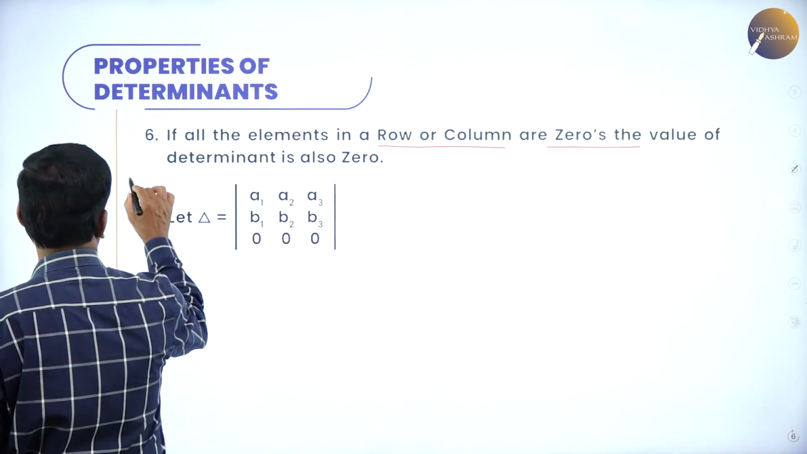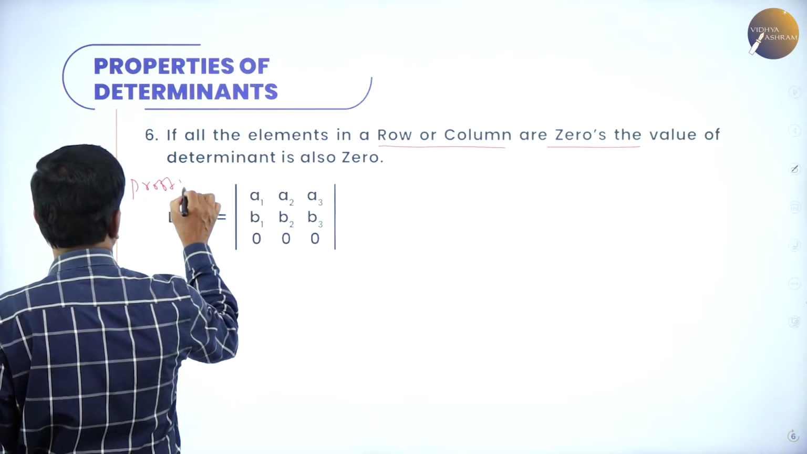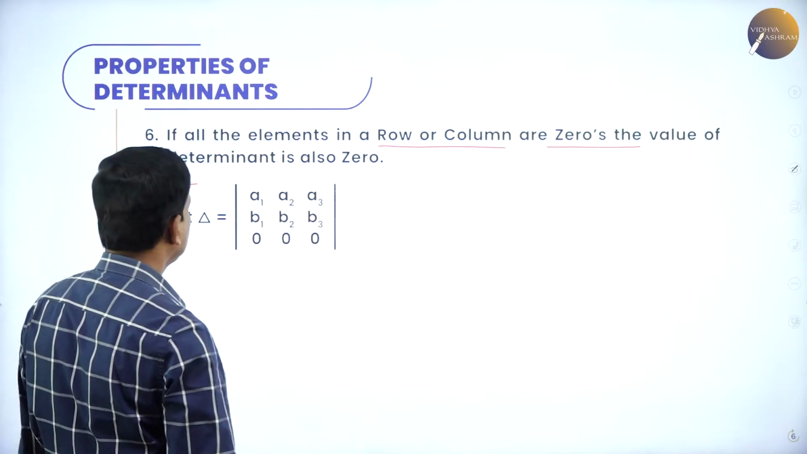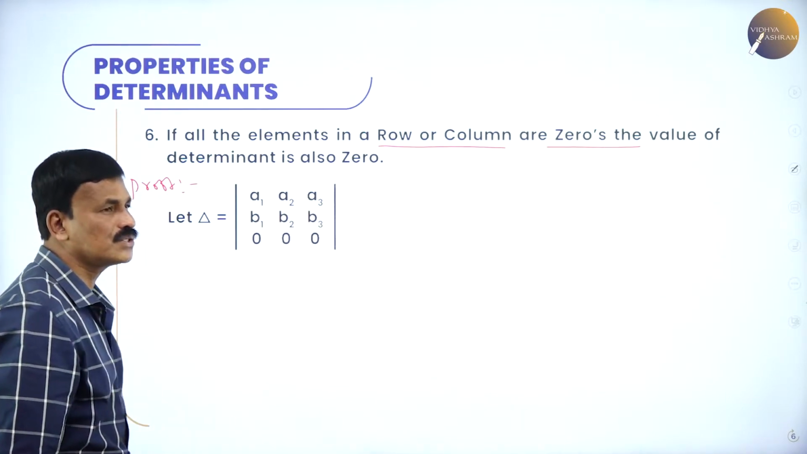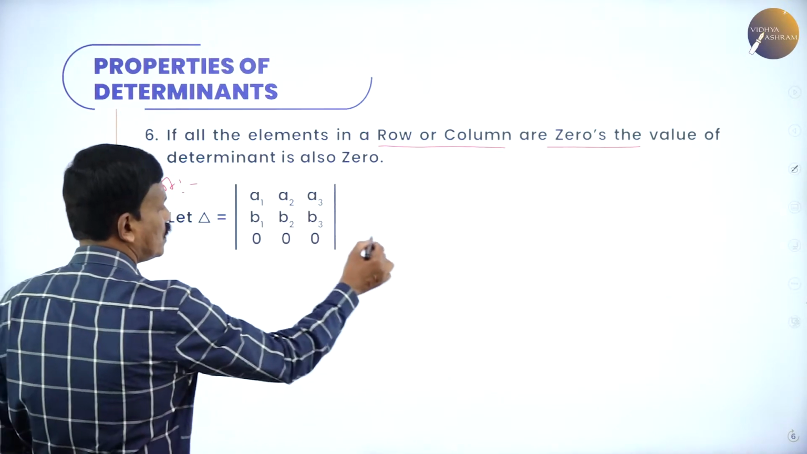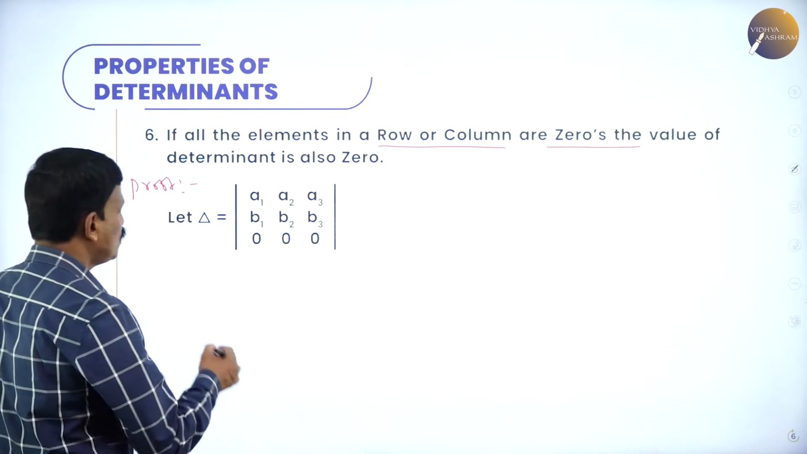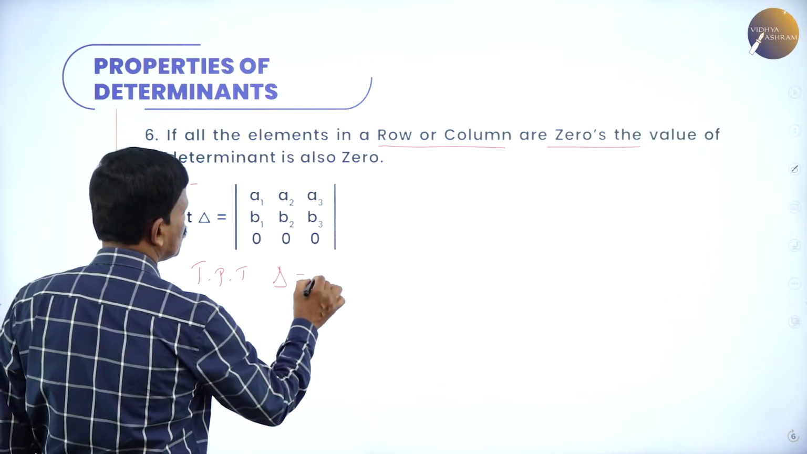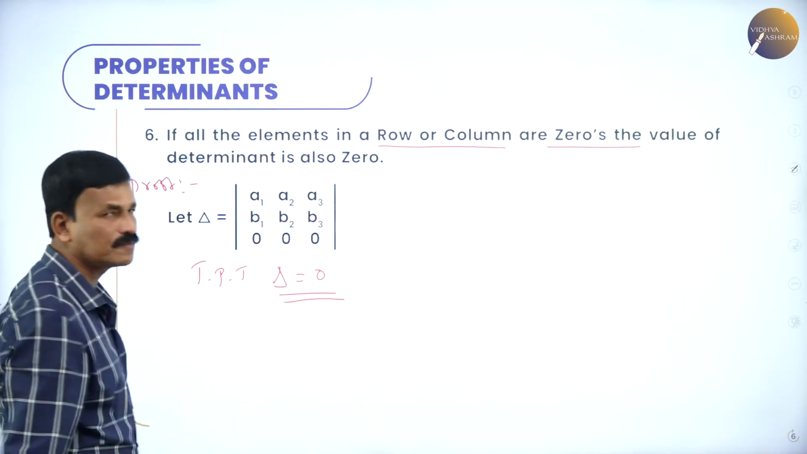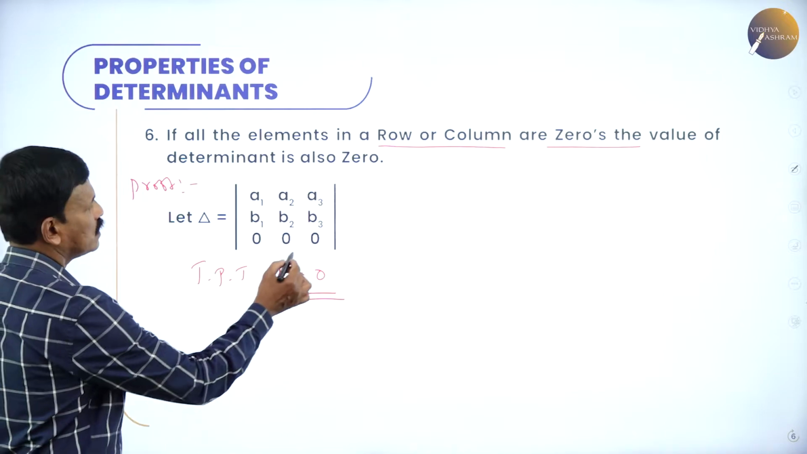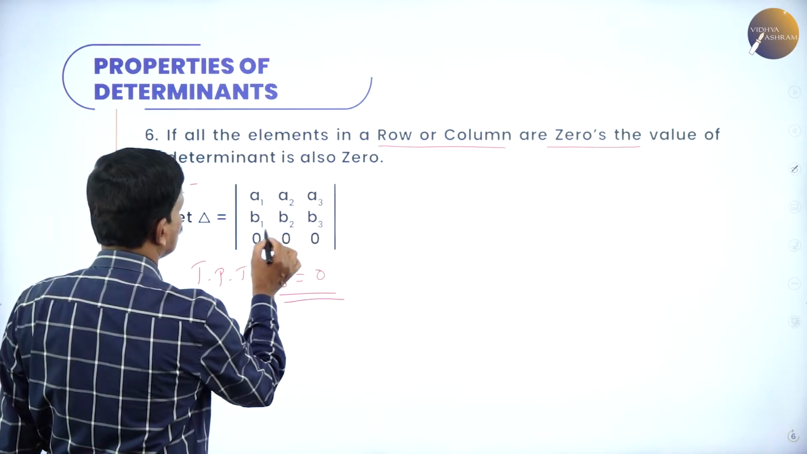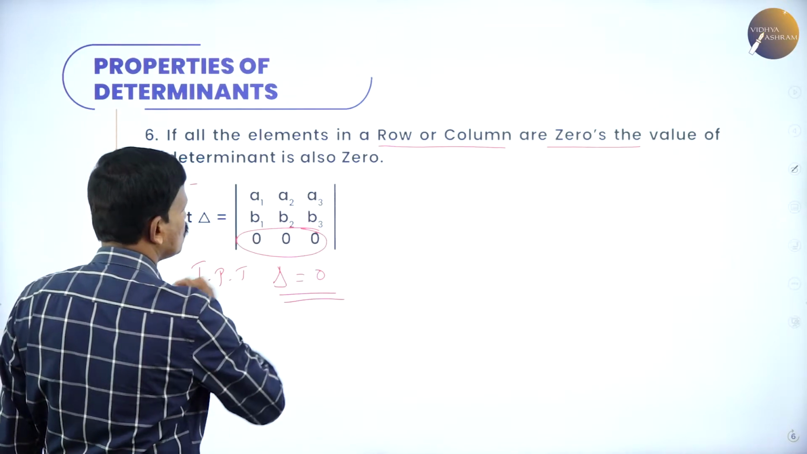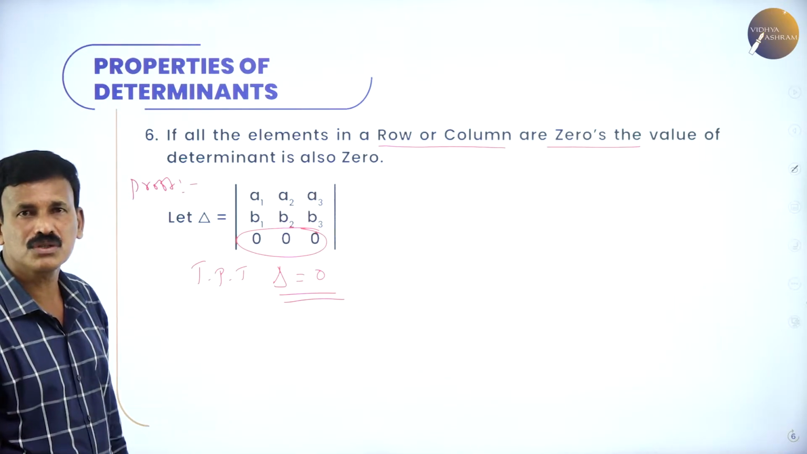Now let us consider delta is equal to the determinant with rows A1, A2, A3; B1, B2, B3; 0, 0, 0. Here the third row contains all the elements as 0. Then according to the definition, what we have to prove here is that the value of this determinant is equal to 0. Since all the entries in the third row are zeros, therefore the value of the determinant is equal to 0.